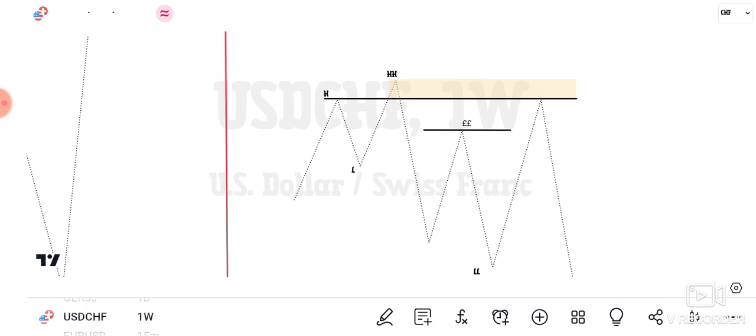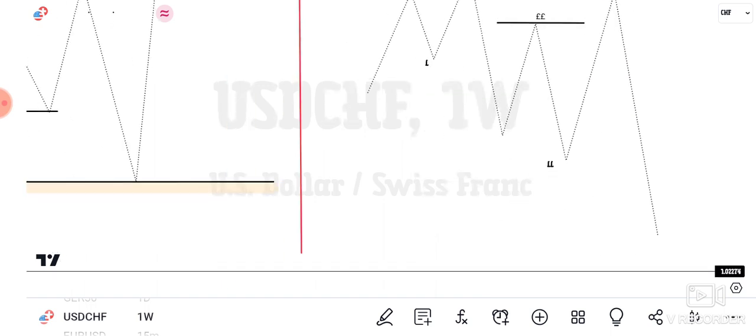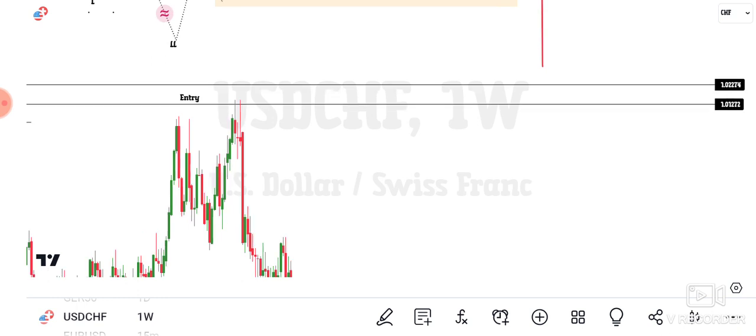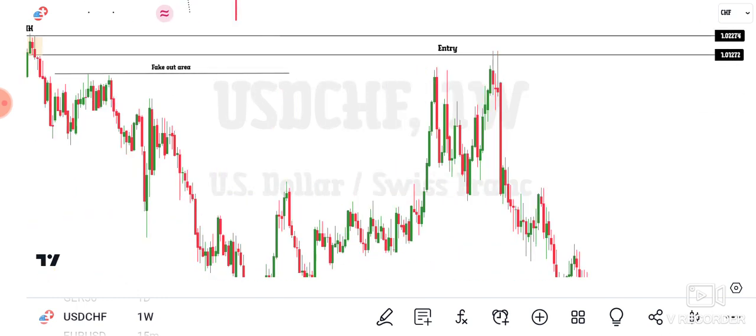So that is an example. Let's look for examples on a chart. So this is USD CHF. I had this one for an example.